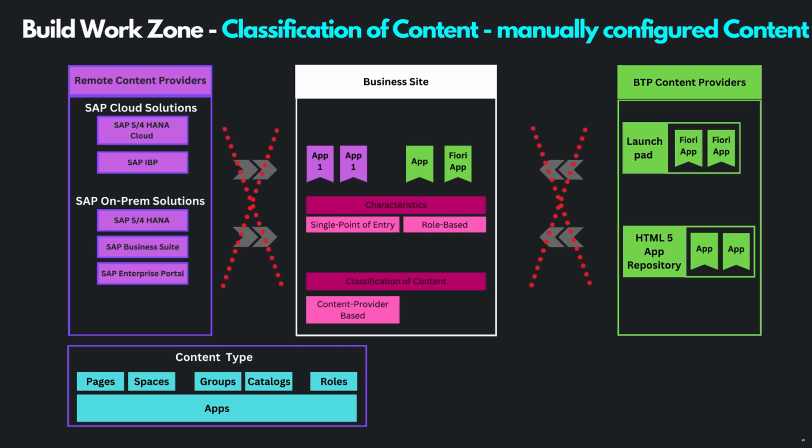This category of content, which is manually created directly within the Build Work Zone itself, is what we call manually configured content. So two classifications of content: imported content, which comes in from your content providers, and manually configured content, that is the content which you directly create within the Build Work Zone itself.